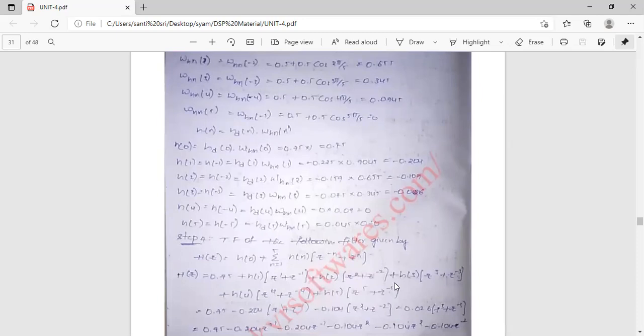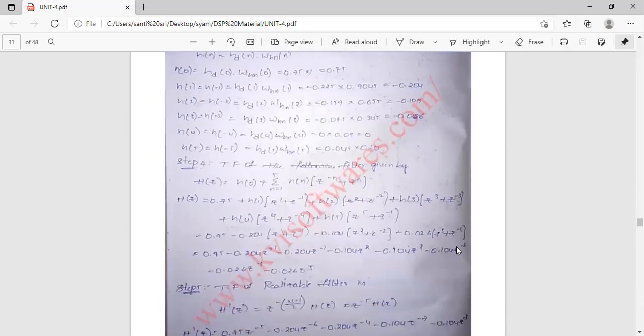Next, we'll see the transfer function of the filter, given by H of z equal to H of 0 plus sigma n equal to 1 to (N minus 1) by 2, that is 5, of H of n into (z power minus n plus z power n). So it is equal to this one. We are simply substituting the values in H of z.